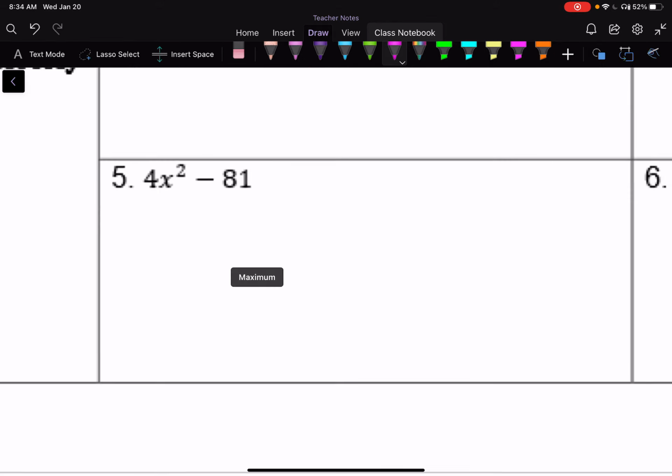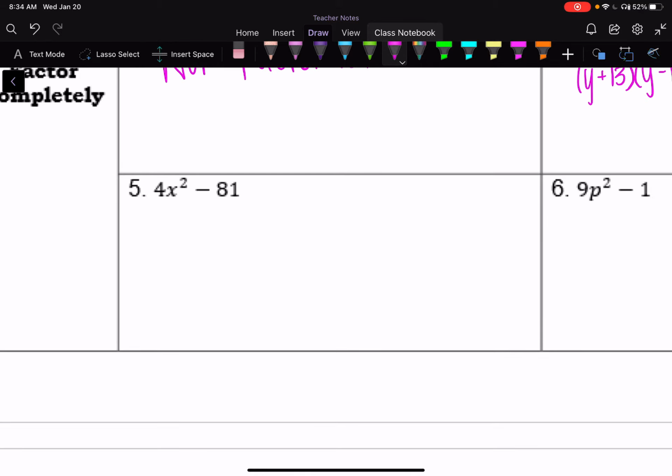Moving on to number 5. It is okay if our a value is not just a variable. It can have a number in front of it, and we can still use that as a dots problem. So I'm still going to check for a minus, which we do have, and then break it down. So 4x squared, if I took the square root of 4x squared, that gives me 2x. And then the square root of 81 is 9. That breaks down to 2x plus 9 and 2x minus 9.